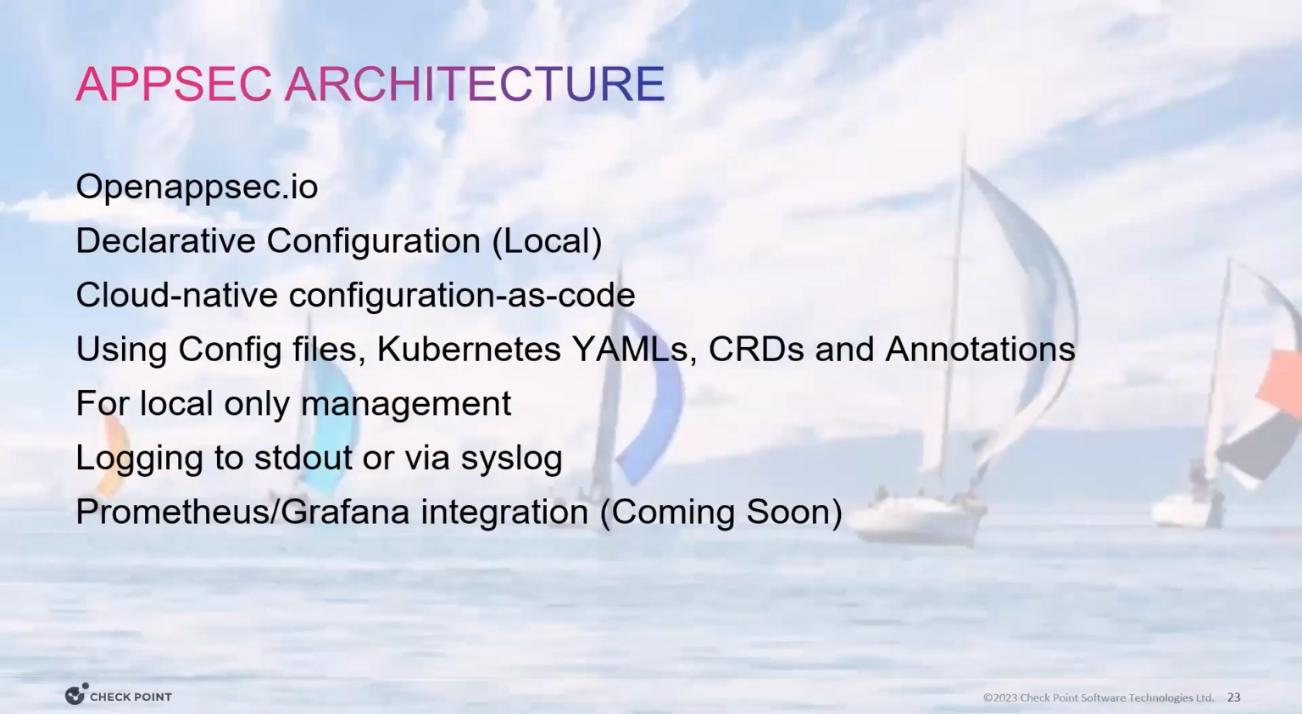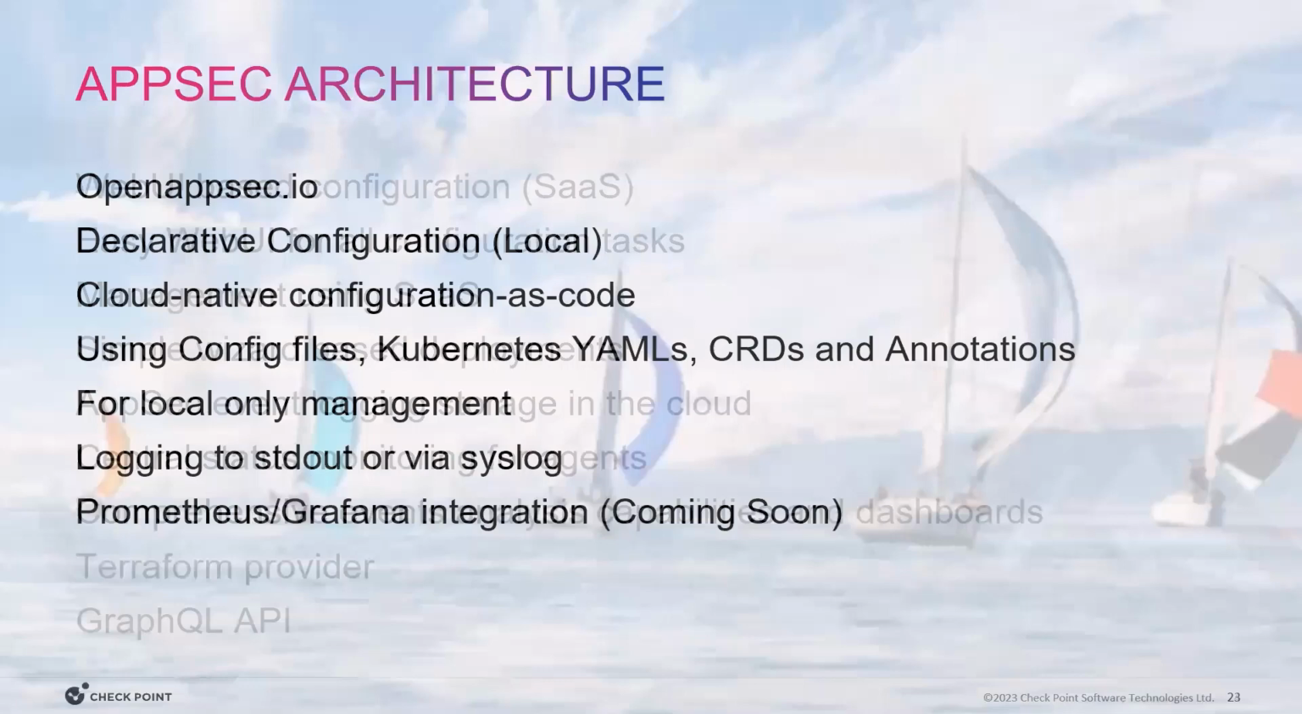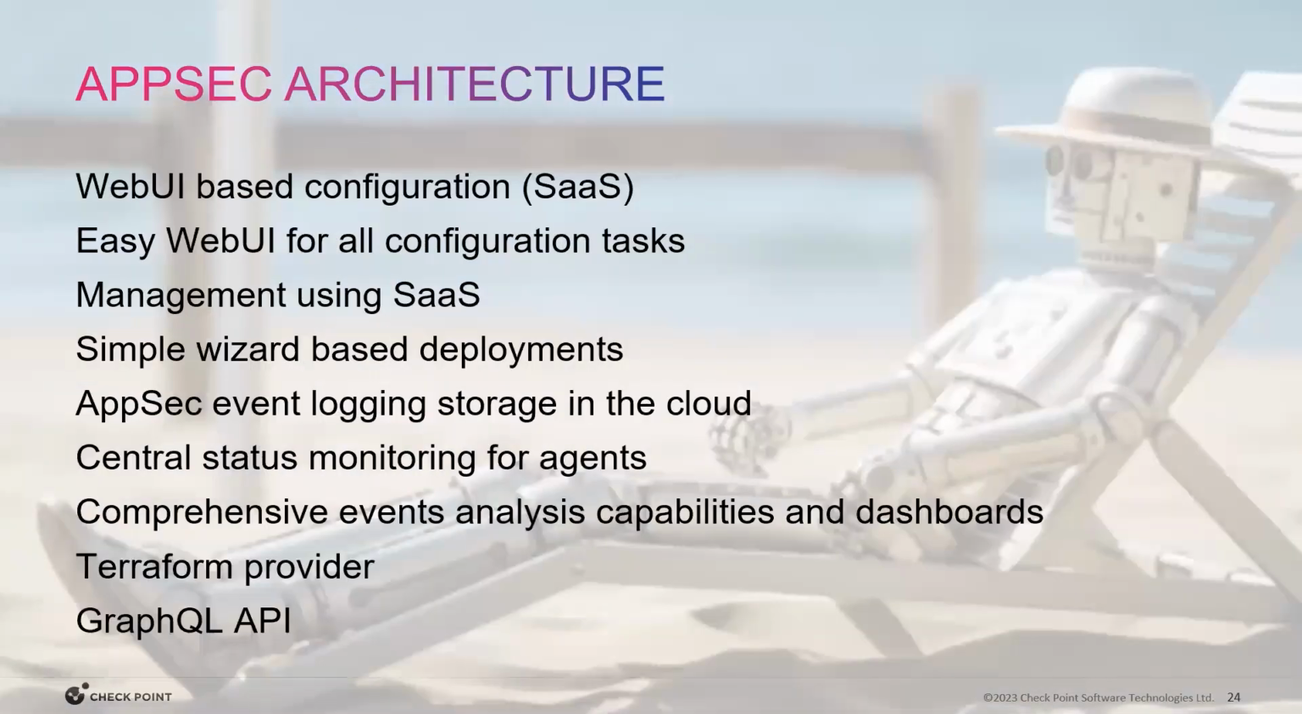For the architecture, there's a couple of places you can go, see openappsec.io. I'll show you in a minute. You can do a local declarative configuration. You can use cloud native configuration as code, config files, YAML, CRDs, annotations. You can do local management only, just put the agent on there. It gets all the threat intelligence updates. It already knows about the first supervised learning and gets its updates. If it's open source, you can use CrowdSec and CrowdSec bouncers. We also have integration for Prometheus and Grafana. But wait, there's more. You can also use a web-based config.